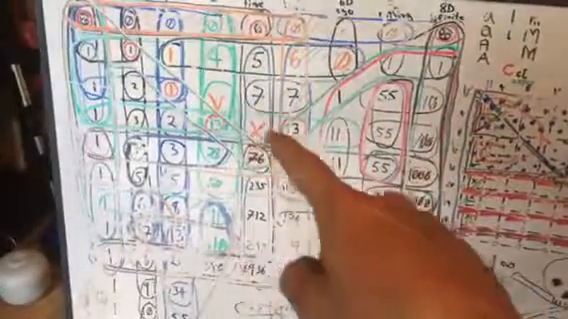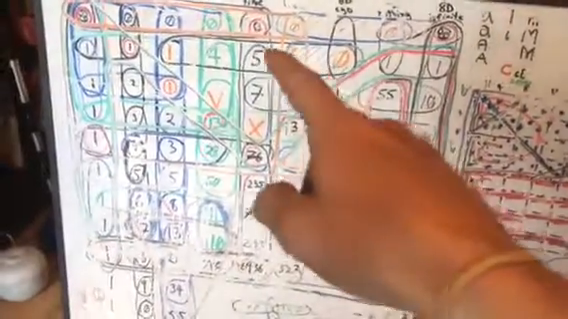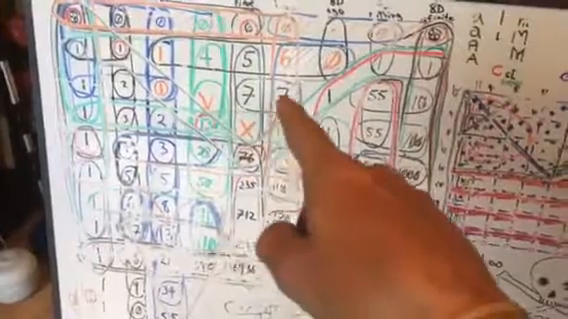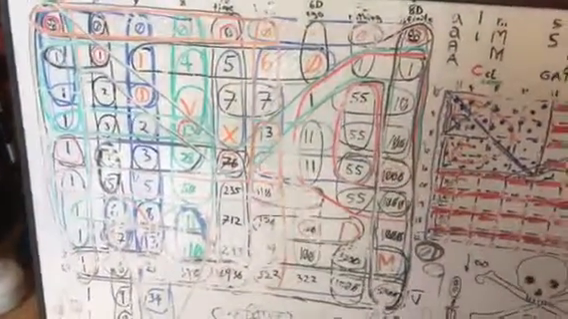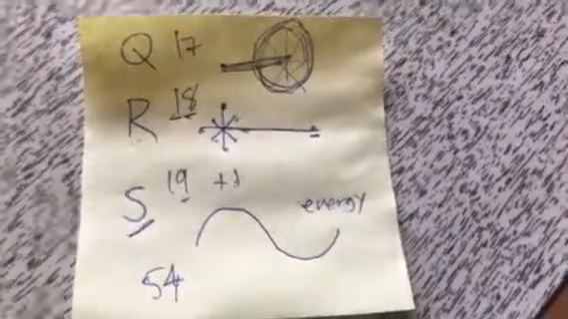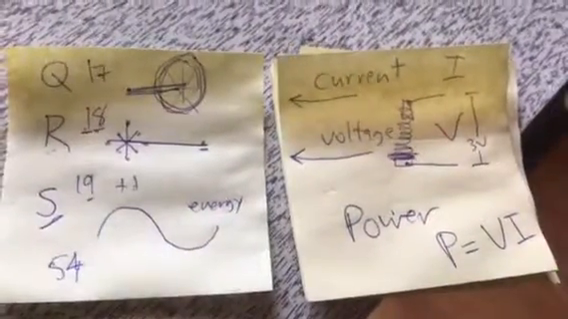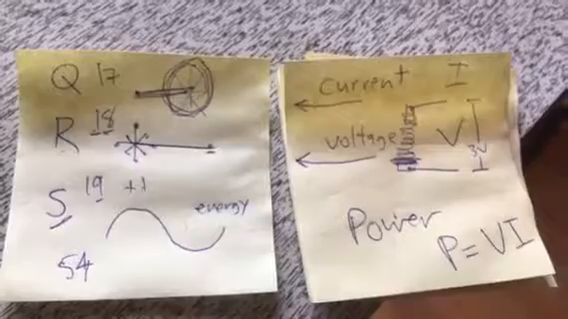Because if this is a 40, if 10 plus 13 plus 1 plus 6 plus 5 plus 5 is 40, what's 40 plus 14? 54. What's 54? QRS. What's QRS? Current, voltage, power. That's what QRS means. P is equal to VI. Okay? There's your Armageddon code between QRS, TUV from a certain point of view if you count for the circle that goes across both of them.